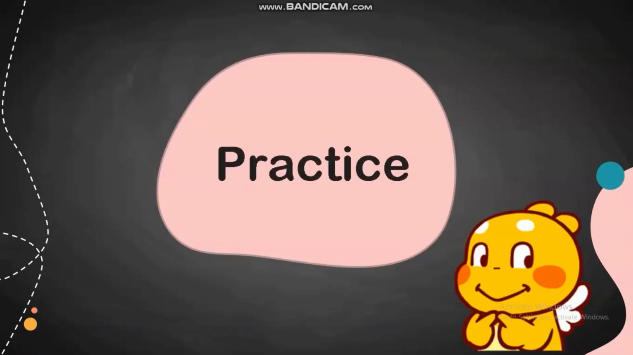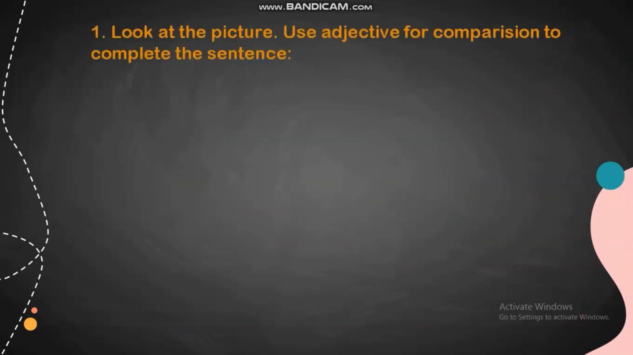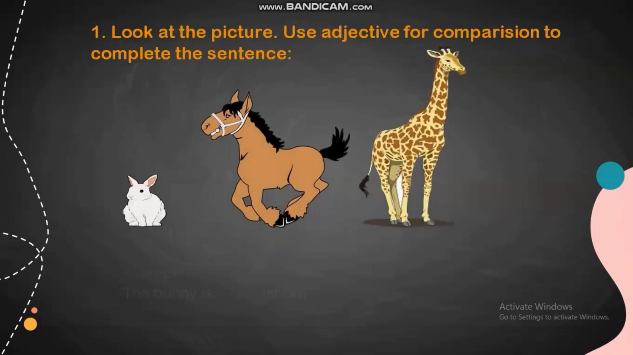Now, we will move to the practice section. Practice 1. Look at the pictures. Use adjectives for comparisons to complete the sentence. For example, the bunny is the shortest. Now it's your turn.